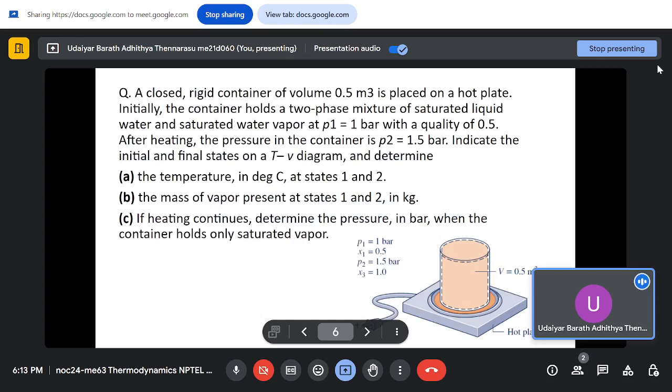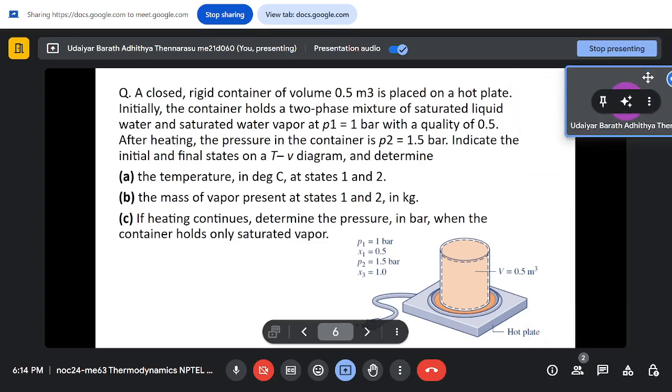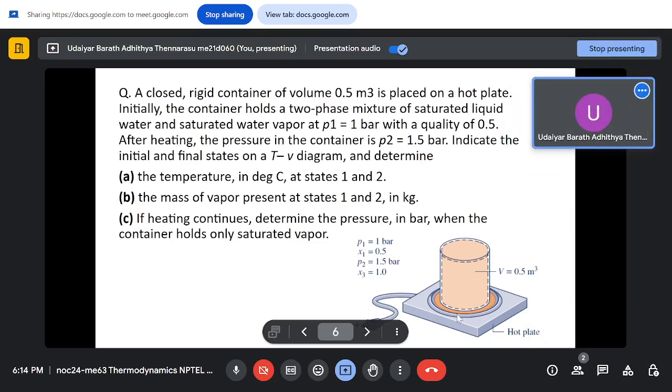So moving on to the next problem. We have a closed rigid container of volume 0.5 meter cube, which is placed on a hot plate. As shown in the figure, we have a hot plate which is getting heated, and you're keeping a closed rigid container over the hot plate, and the volume of the container is given as 0.5 meter cube.